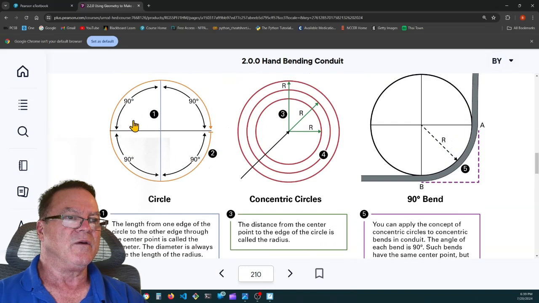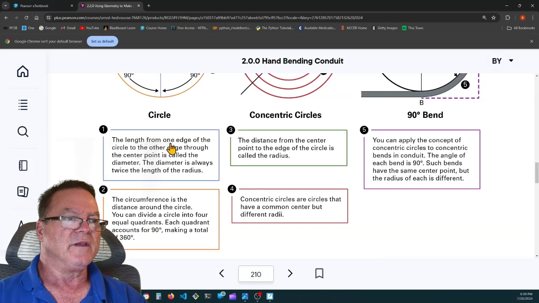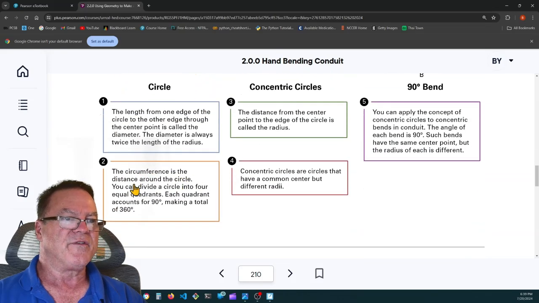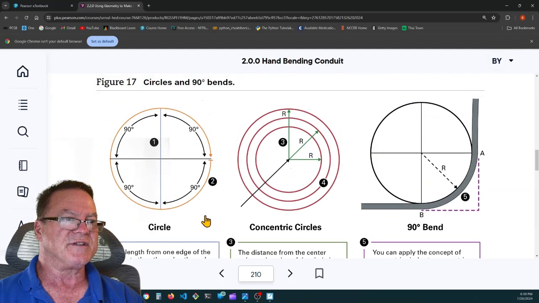What does this tell me here? All right. The length from one edge of the circle to the other edge through the center point is called the diameter. The diameter is always twice the length of the radius. Radius is one of these lines from the center to the edge of the circle. All the way through the circle is the diameter. The circumference is the distance around the circle, and you can divide the circle into 4 equal quadrants. Each quadrant accounts for 90 degrees, making a total of 360.